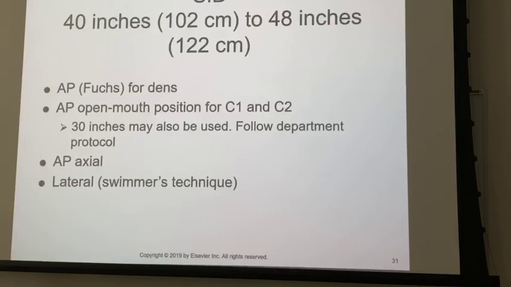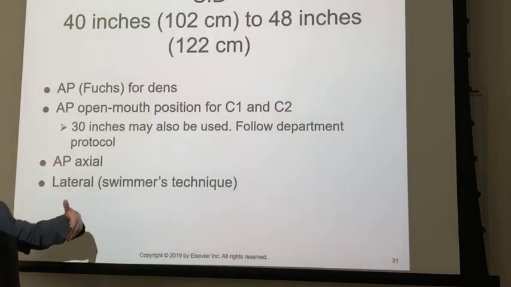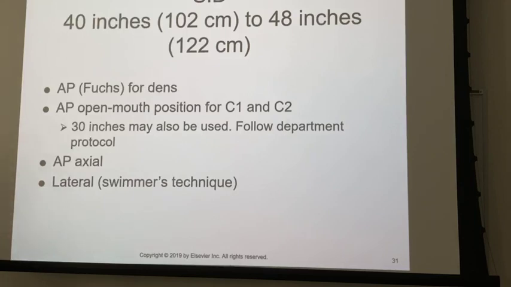The views we take of the C-spine depend on the type of exam. With trauma C-spines, we usually do just 3, maybe 4 views. We do an AP, an AP open mouth for the dens, and an AP axial, really. People will just call it AP, kind of like the foot, but it's AP axial.